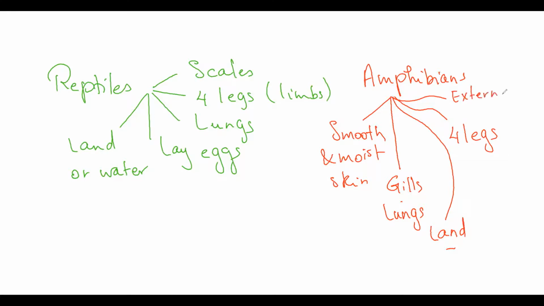Now, what's the meaning of external? Fertilization of eggs. It means outside the body. Yes, outside the body. The male and the female lay their reproductive cells, and these cells fertilize outside the body. Now let's go to the next class, which is fish.